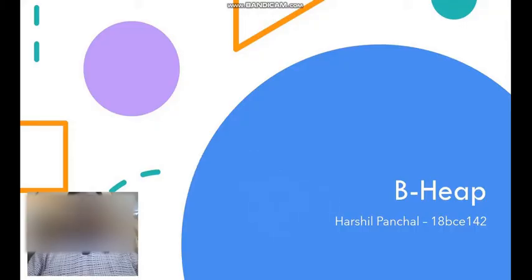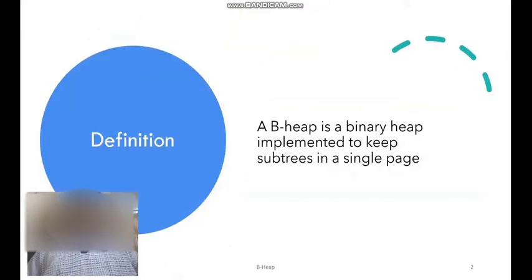Basically, BHeap is a classic binary tree with the essence of memory tree addressing, where the value of m depends on the memory page size. The value of m is equal to memory page size divided by 2, because each of the memory pages has m different child pages. Now heading towards the definition: a BHeap is a binary heap implemented to keep subtrees in a single page.